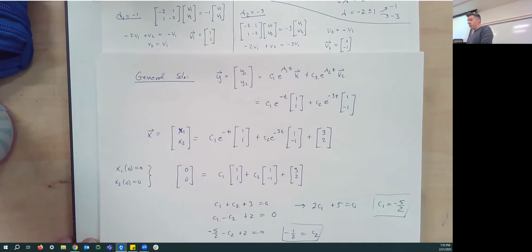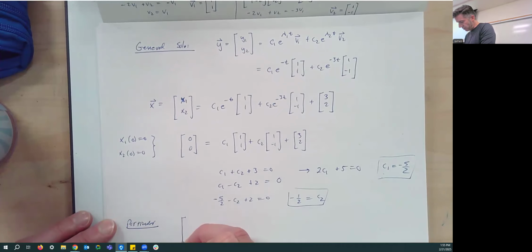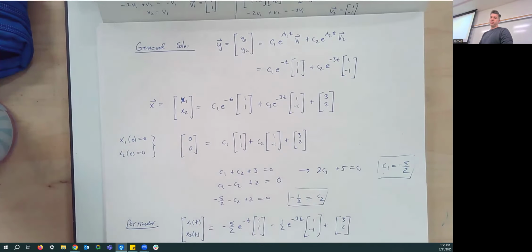So then our final particular solution is that x1 of t, x2 of t is equal to negative 5 halves e to the negative t times 1, 1 minus 1 half e to the negative 3t times 1, negative 1 plus 3, 2. Whew.